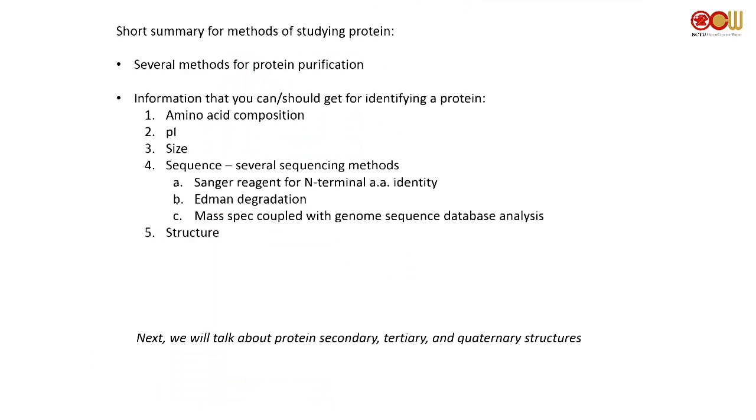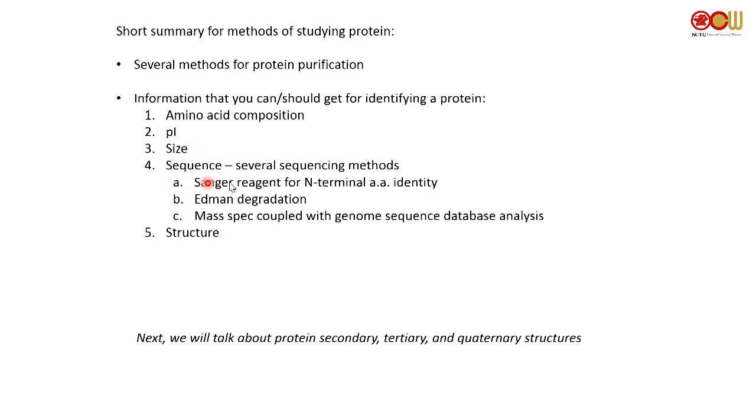So, short summary for studying proteins. Right? So we talked about many methods for protein purification in our last class. Now, some of the information that you can or should get for identifying your protein: you can get the amino acid composition. You should know how to do that. You can get the PI of the protein. You should know how to do that. You can get the size of the protein. You have a very rough method and a very exact method. Think about how you can do that.